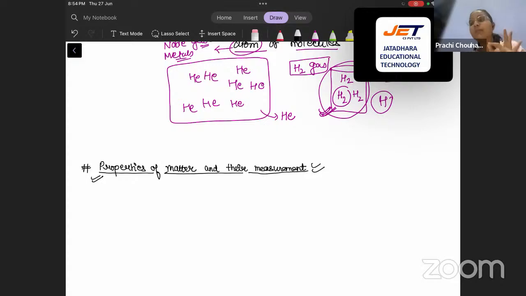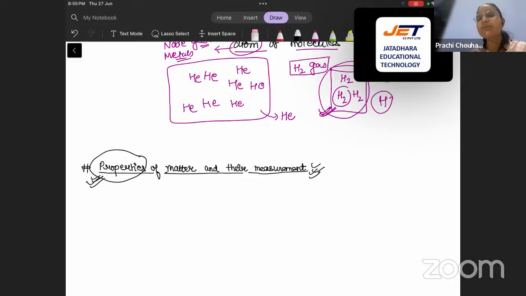Now when we say properties, let's suppose somebody gives you some stone which has been brought from the moon. I want to learn everything about that stone. So I'll see what its physical properties are, and along with that I'll see its chemical properties, so that I'll understand what exactly that particular stone consists of, right? So now we will see what the properties of matter are and how we measure them.